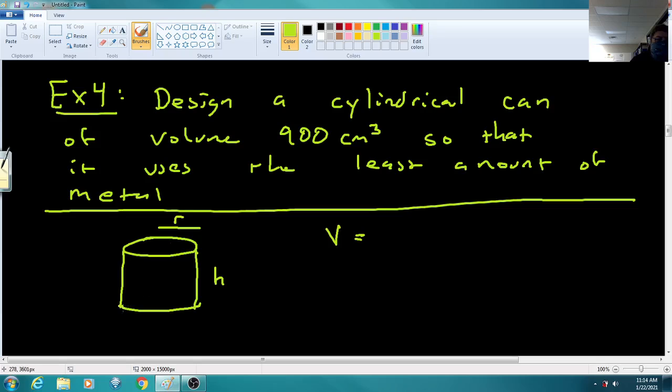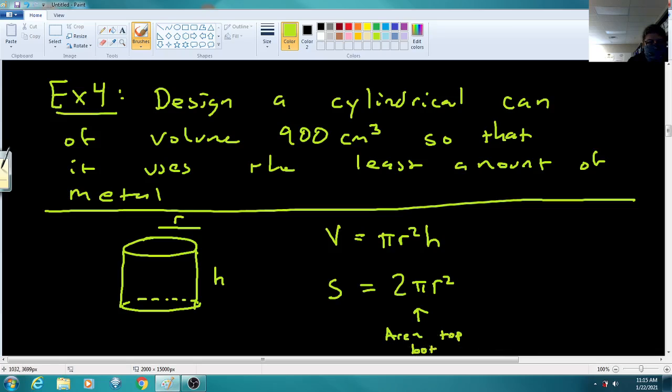Volume is, let's see, what's volume? It's the area of the base, which, if we look at the base of this can, would be pi r squared. So it's pi r squared times h. That's the volume of the can. For the surface area, which we'll use S, you have the area of the bottom, which is pi r squared. The area of the top is also pi r squared, so we get 2 pi r squared. That's the area of the top and the bottom. And then we need to add to that the area of the side.